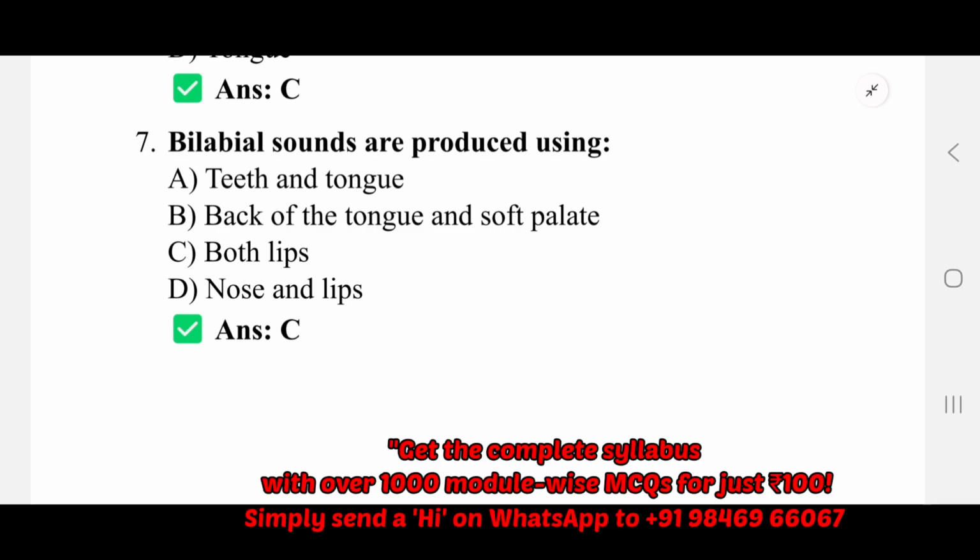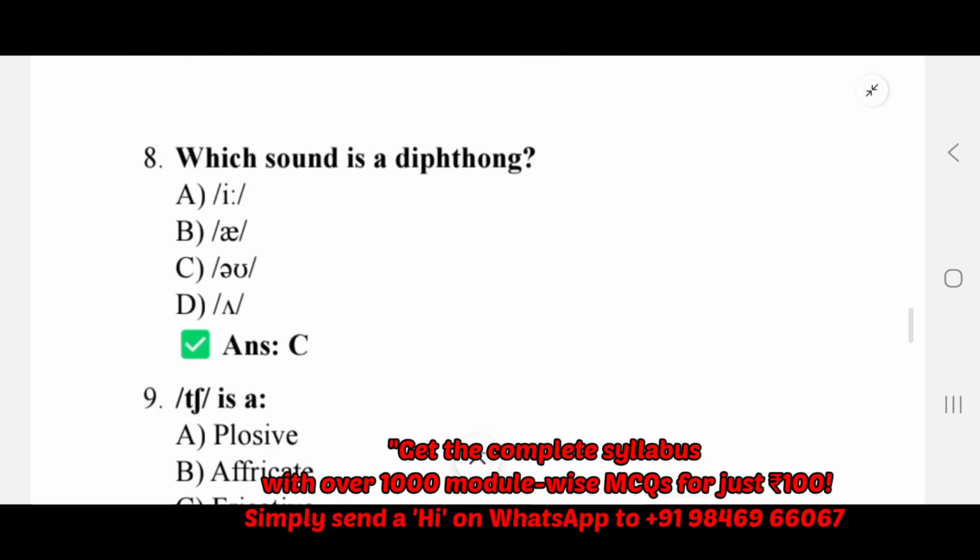Bilabial. Okay. Which sound is a diphthong here? E, A, L, A. Which sound is diphthong here?